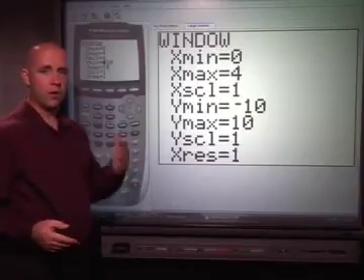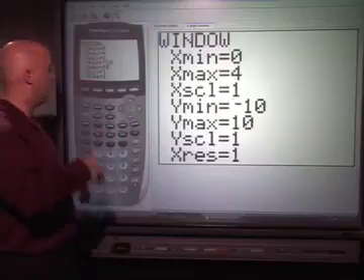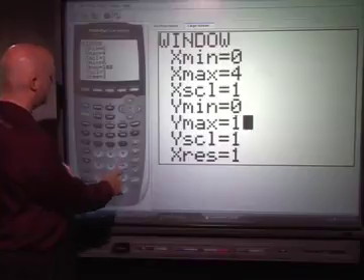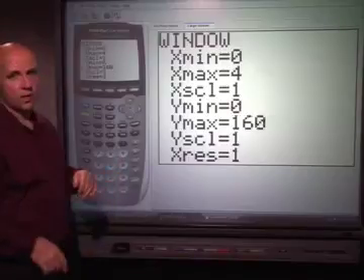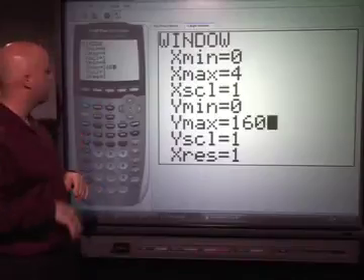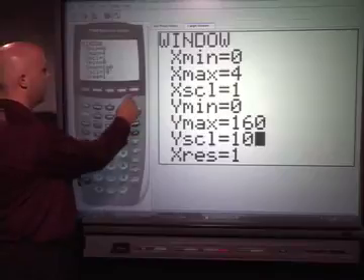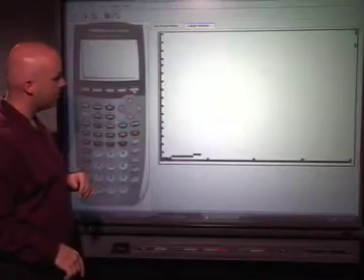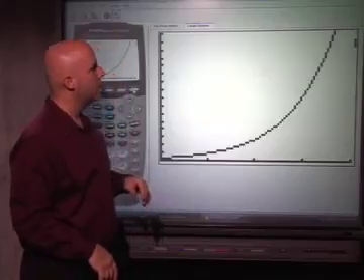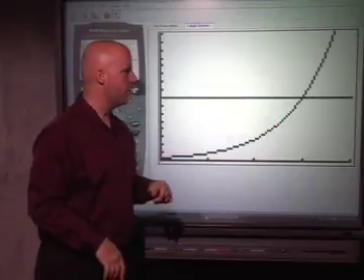For y min, we know we need the y value to be 81, so we're going to surround 81. We might go from 0 to 160. So we'll use a y min of 0 and a y max of 160. It puts 81 about in the middle. And here we'll scale by 10. And let's graph that. Here we have the graph of 3 to the x plus 1 power, and then the graph of 81. And we're looking for the intersection point.